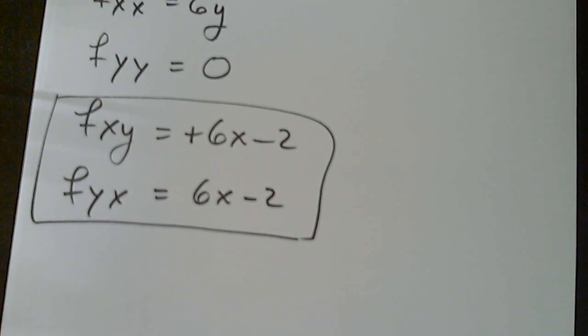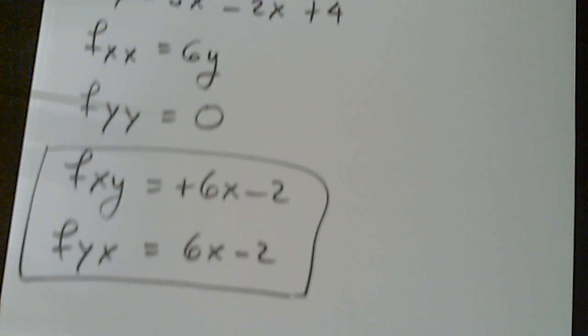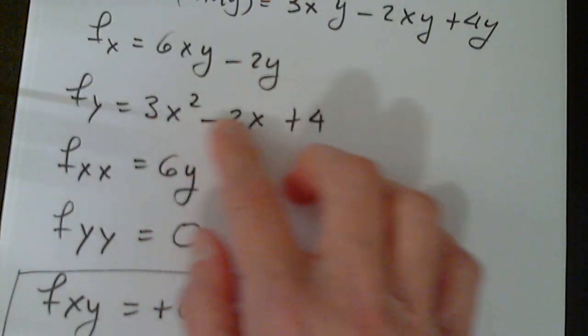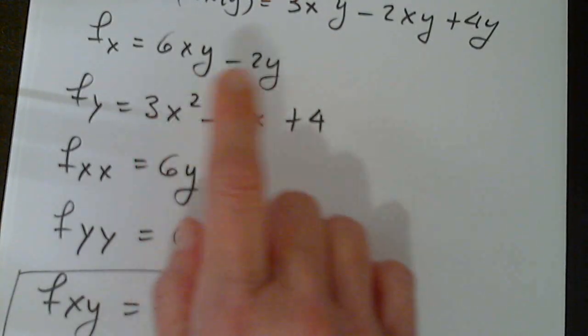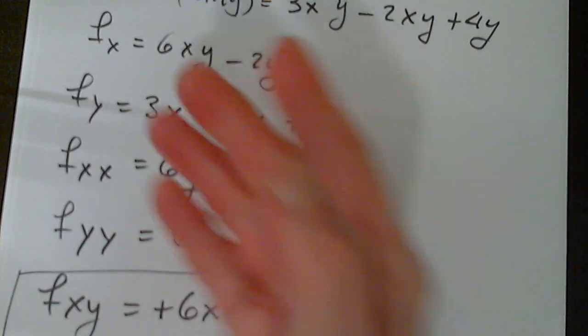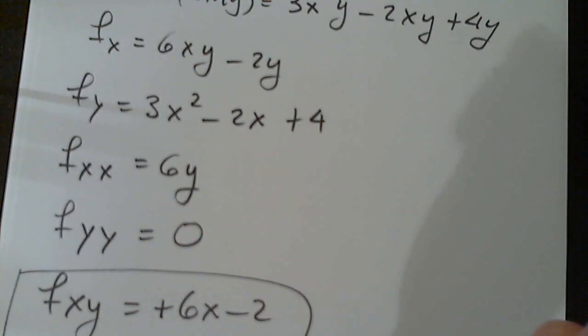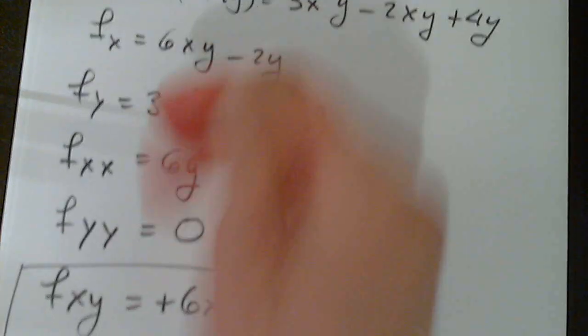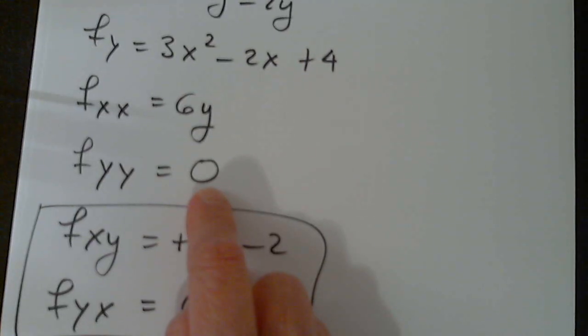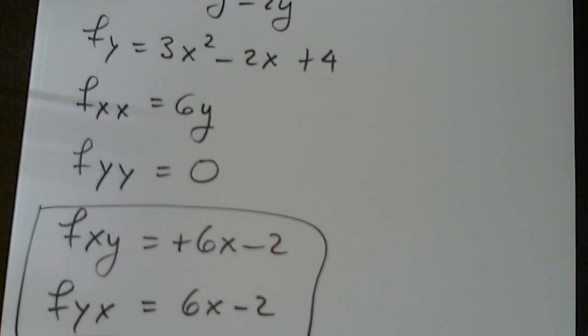I would like to look at a word problem. I have a quick question. Yes. How did you get 0 for that fyy? There is no y. This is a constant, this is a constant, this is a constant. There is no y here. When I differentiate constants, I get 0. Thank you. Other questions, anybody? Okay.